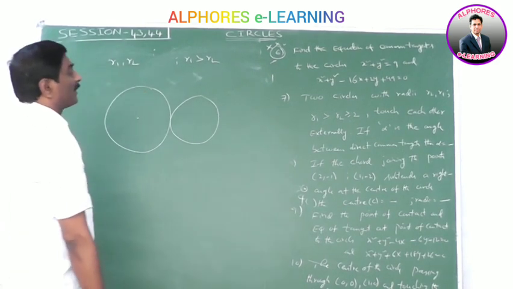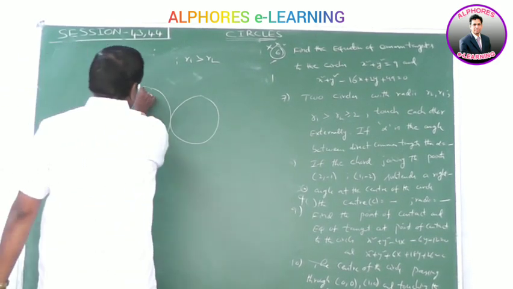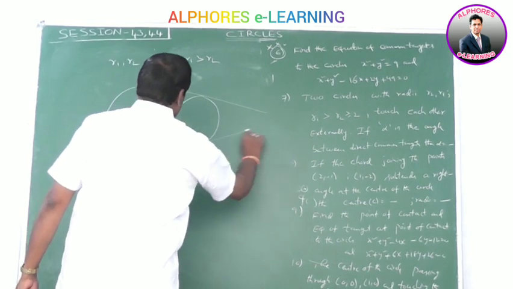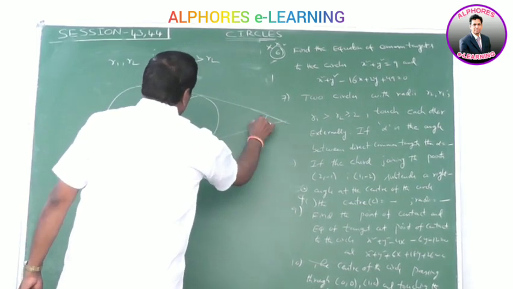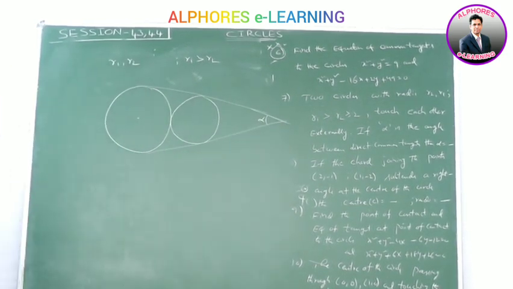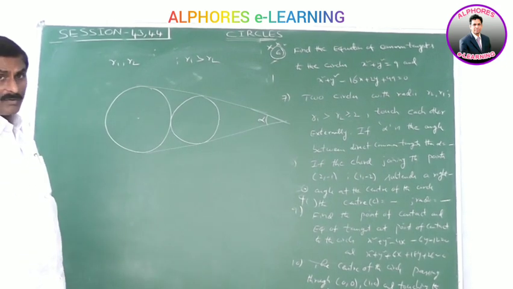If alpha is the angle between the direct common tangents. Direct common tangents means these are intersecting at a particular point. This angle is alpha. Angle between the direct common tangents is alpha. Now the required value of alpha is equal to how much?